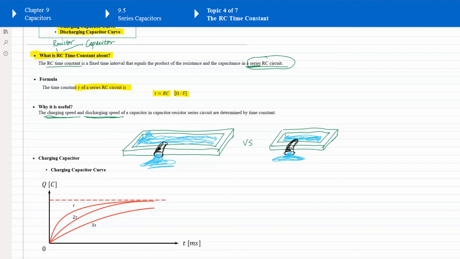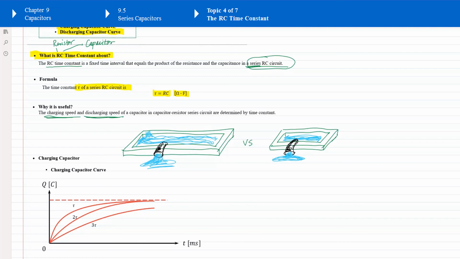This is the fundamental concept of a capacitor. If you understand this very well, I'm pretty sure the later lessons are not too hard for you. In conclusion, it takes a long time to charge a big capacitor and less time to charge a small capacitor.